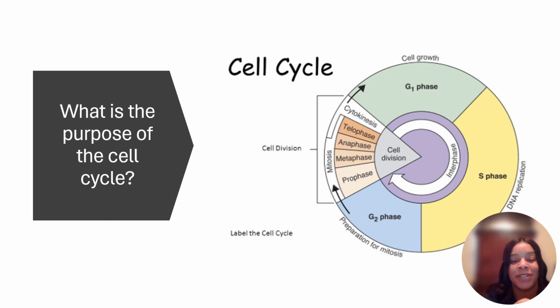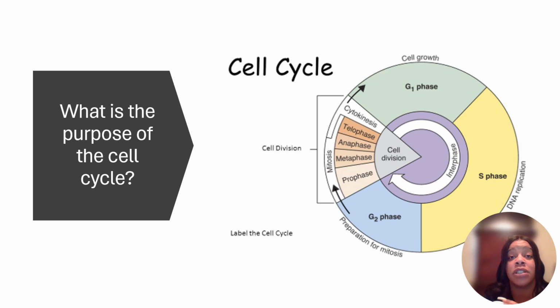What is the purpose of the cell cycle? The purpose of the cell cycle is to ensure that cells grow, replicate their DNA, and divide into two daughter cells. This process is essential for growth, development, tissue repair, and reproduction in organisms.